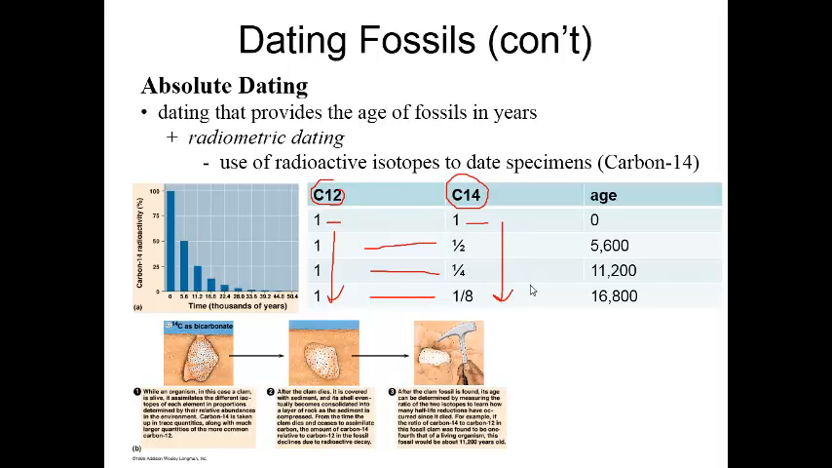So to figure out the exact age of that fossil, we look at the ratio of carbon-14 to carbon-12. If there was 1/8 the amount of carbon-14 and carbon-12, we can determine that this fossil is 16,800 years old. And you could see how we figured out that number. It's simply 5,600 plus 5,600 plus 5,600.